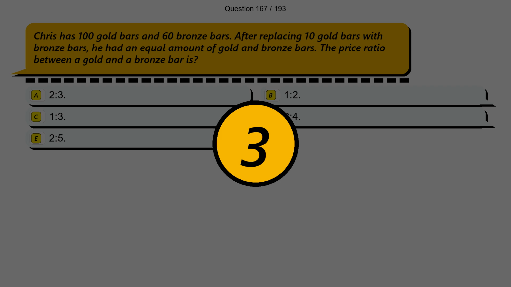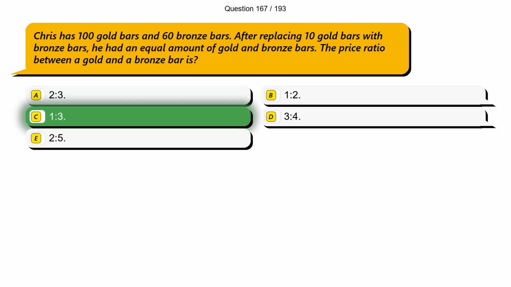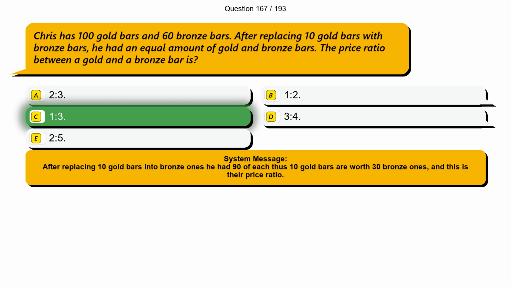The correct answer is option C, 1:3. After replacing 10 gold bars with bronze ones, he had 90 of each, thus 10 gold bars are worth 30 bronze ones, and this is their price ratio.